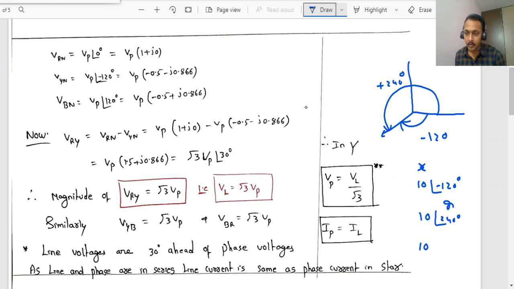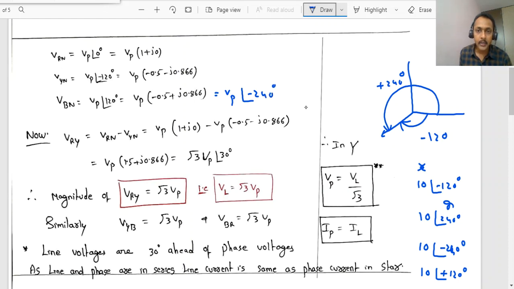Similarly, 10 at an angle minus 240 degrees is also the same as 10 at an angle plus 120 degrees. That is the reason why here, in the RYB sequence, we should actually write Vp at an angle minus 240, but minus 240 degrees is also the same as plus 120 degrees. Observe this diagram, right? Now this is in the R at an angle theta format.